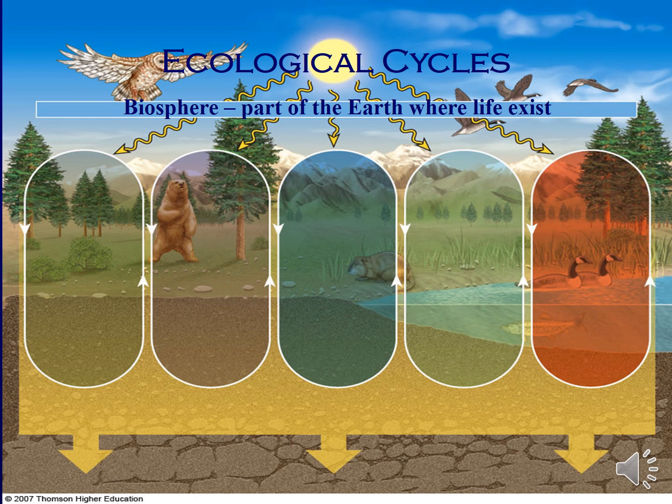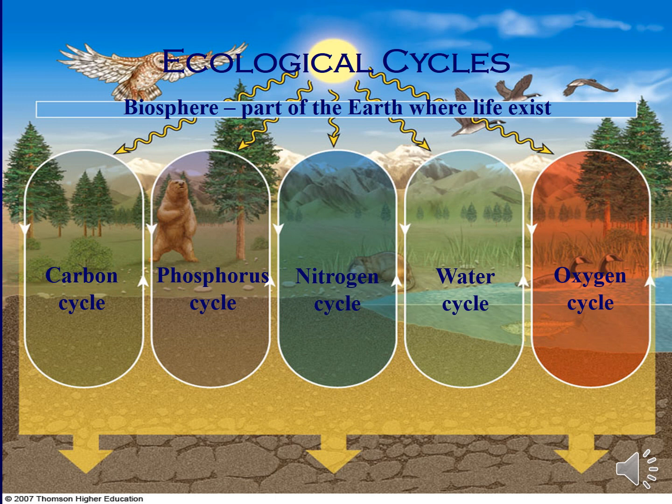The biosphere is part of the earth where all living things exist. There are 5 ecological cycles that support the biosphere: carbon cycle, phosphorus cycle, nitrogen cycle, water cycle, and the oxygen cycle.